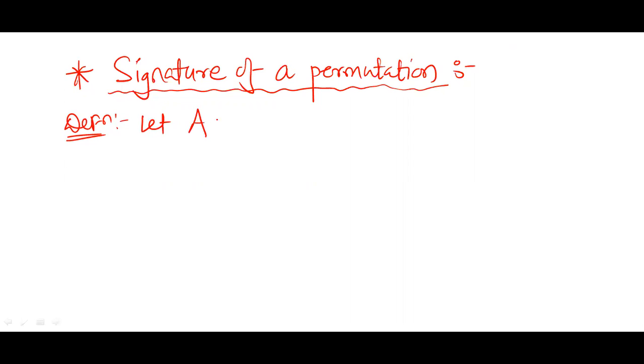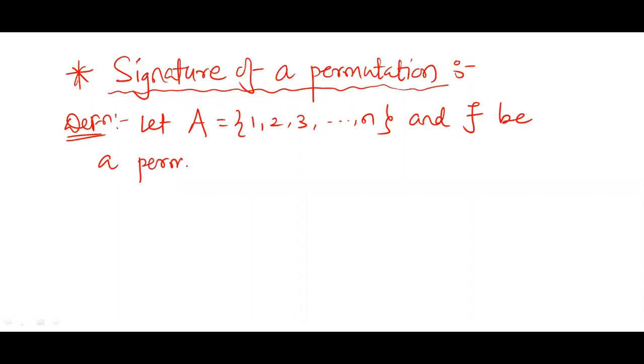Let A be a set containing n elements 1 up to n and F be a permutation of set A. We have seen the topic permutation of set A in detail in previous videos. Let's see what is the definition of signature of a permutation.